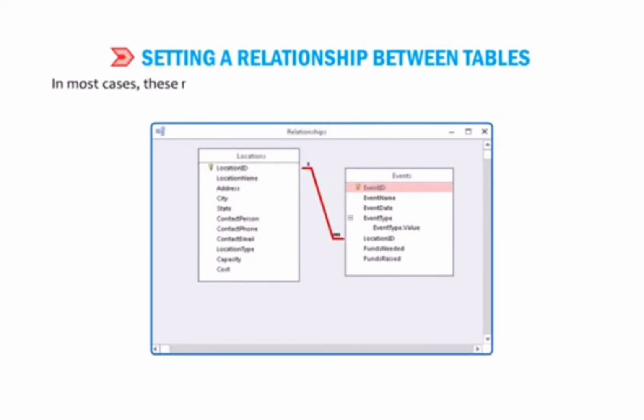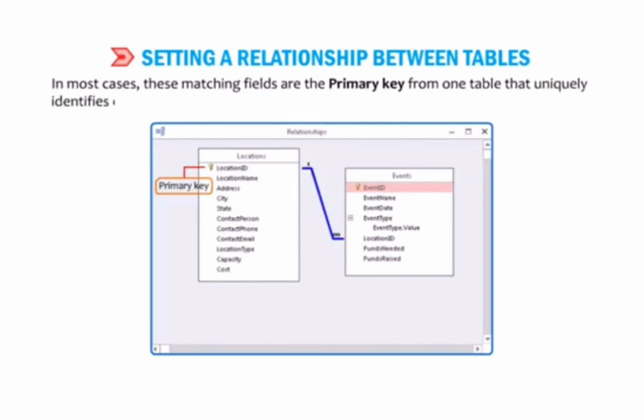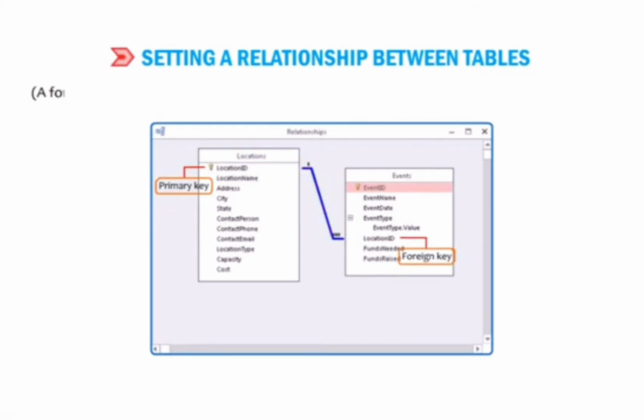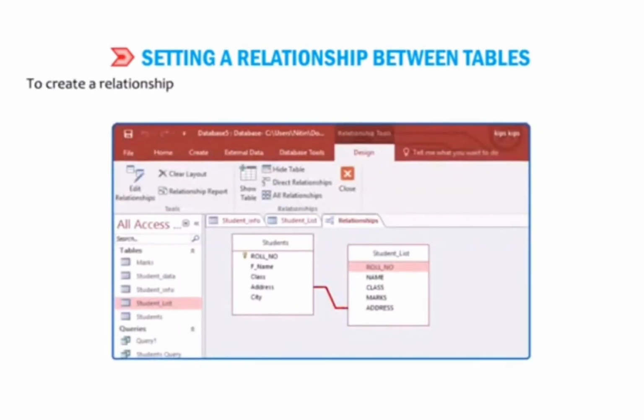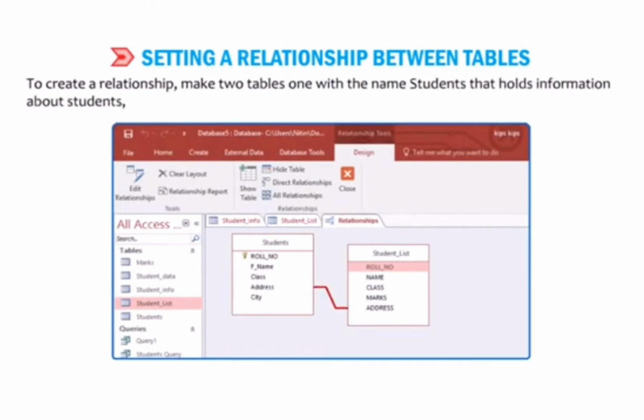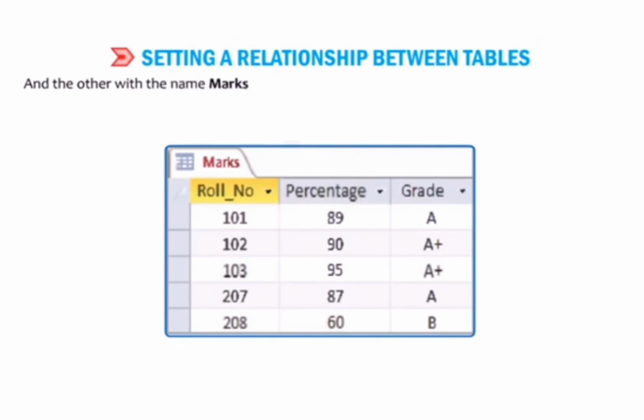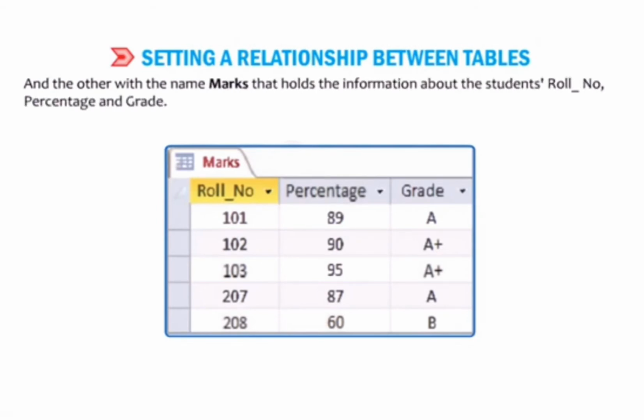In most cases, these matching fields are the primary key from one table that uniquely identifies each record in a table and a foreign key in the other table. A foreign key is a value in one table that must match with the primary key of another table. To create a relationship, make 2 tables, one with the name students that holds information about students such as their roll number, full name, class, address and city. And the other with the name marks that holds the information about the student's roll number, percentage and grade.